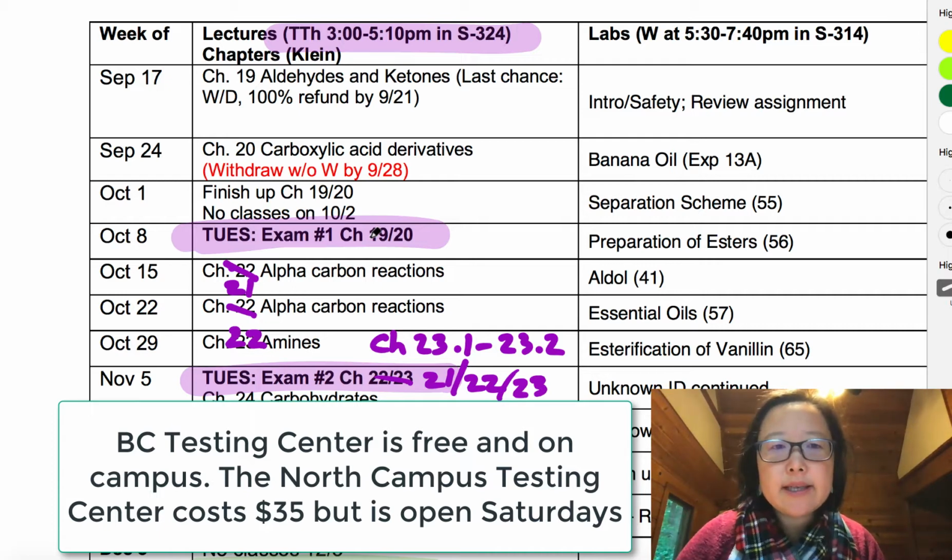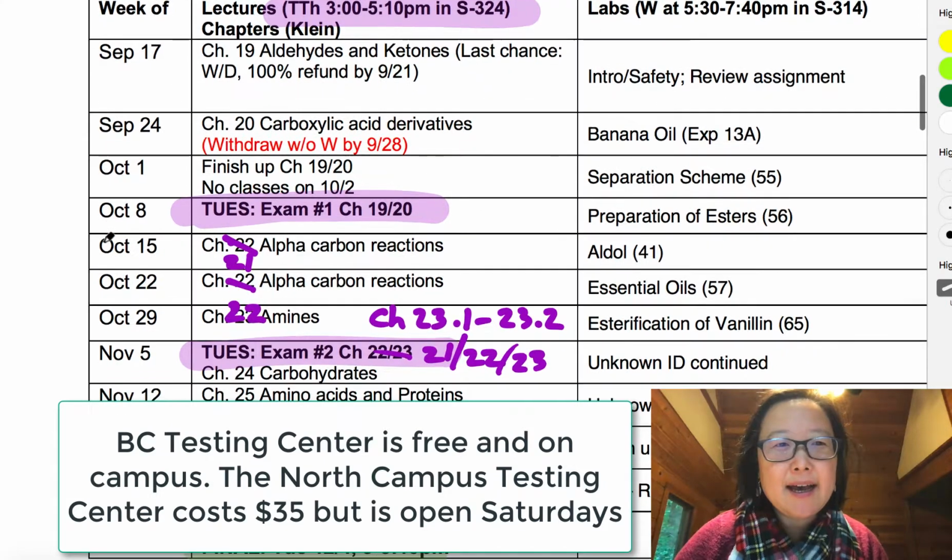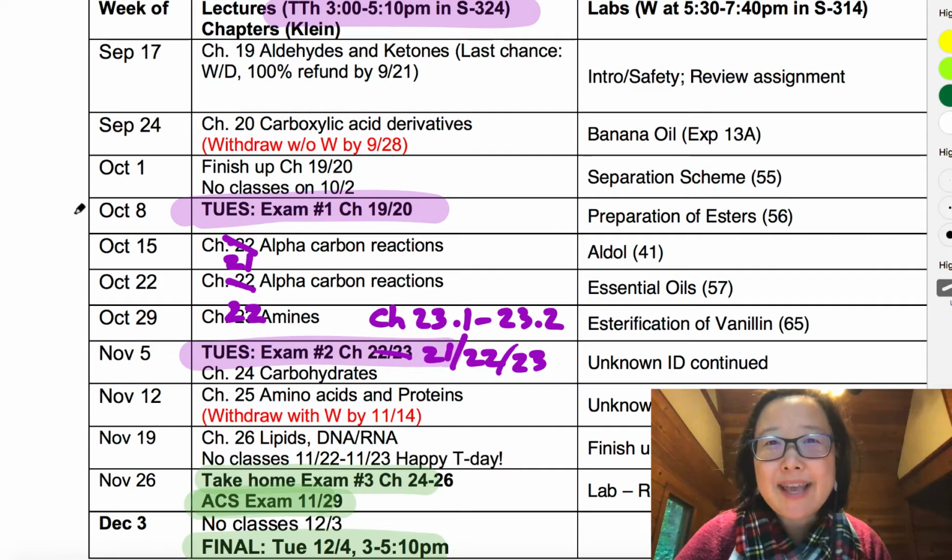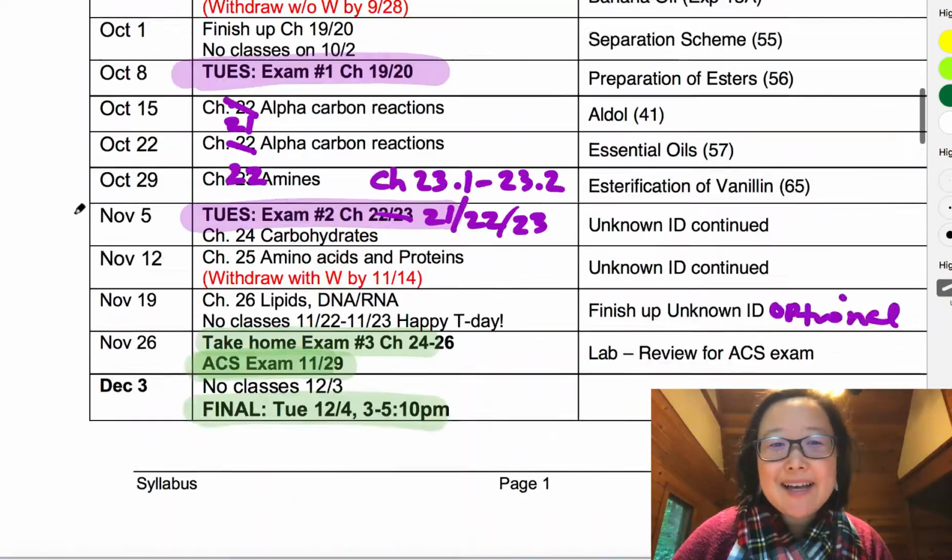Another option is that I will try to schedule a time, perhaps in the evening the week of October 8th, when I can be on campus, and then you can take the exam with me that week. So I will look at my schedule and see what I can squeeze in for that. And I'll get back to you as soon as I can. Other than that, good luck.